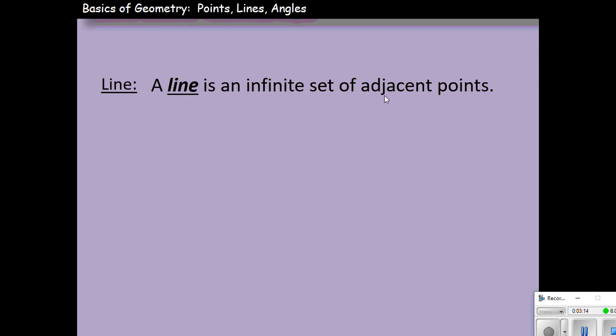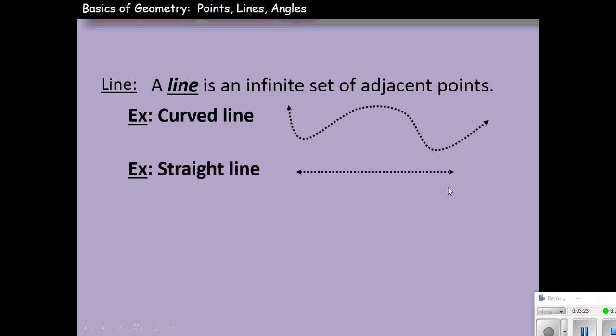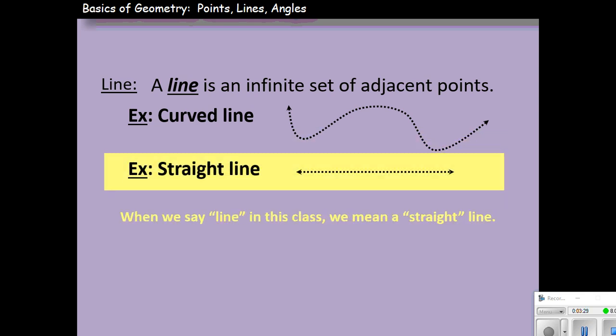And they're adjacent to each other. That means next to each other. So a curved line like this, these are all points next to each other. This would fit in this definition. And a straight line like this would fit in the definition as well. However, for geometry, for this class, we're going to only be talking about straight lines. We're not going to bother saying the word straight. We're going to say the word line. If you hear the word line, we are talking about a straight line.